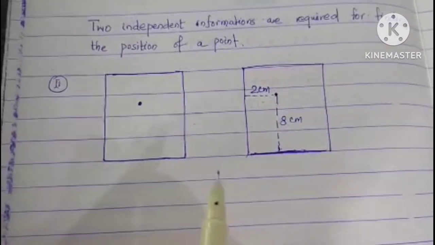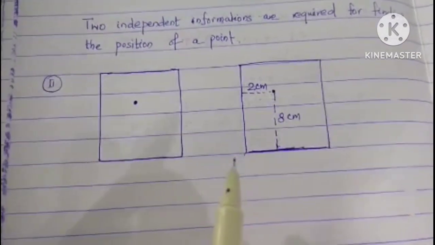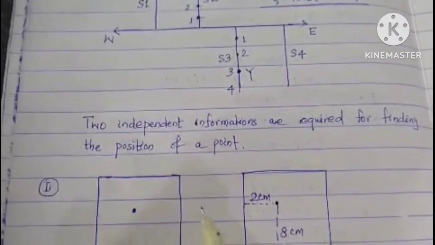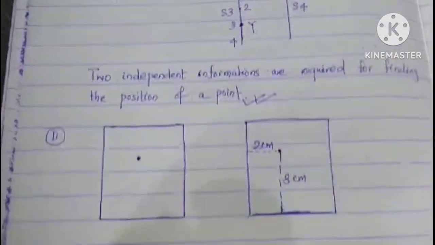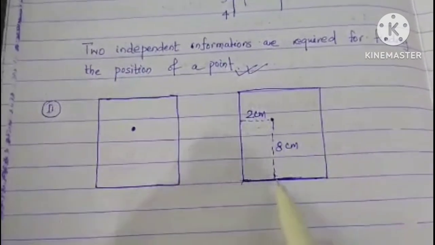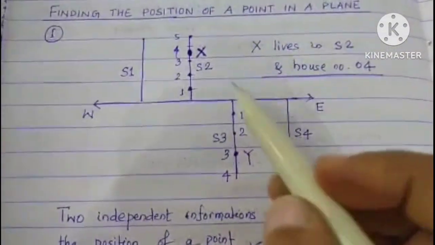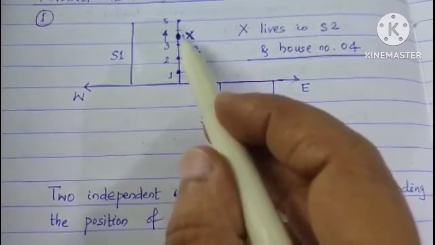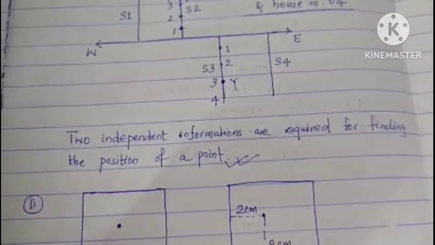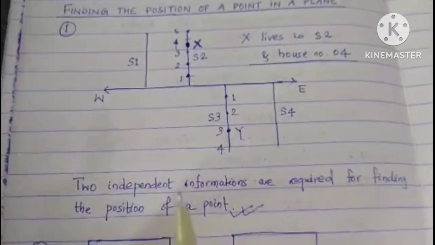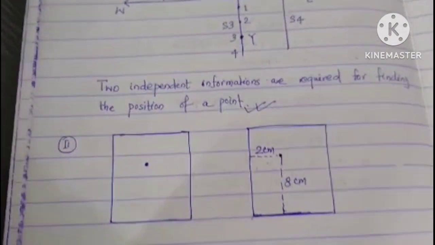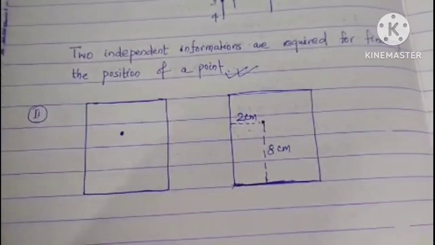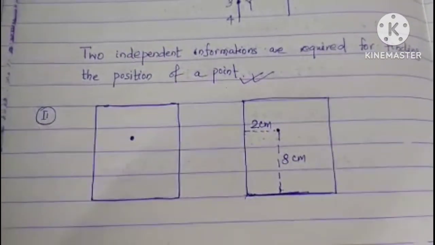Okay, so basically these two examples show us how to find the position of a point in a plane, and for that two independent pieces of information are required. One was 8 centimeter from this and 2 centimeter from this, and the other was the street and the house number. If you look in your NCERT textbook, these two examples have been given, and I think they are very good examples for a new person to understand. I hope you understand this. Now let us see further in this chapter how it comes out.